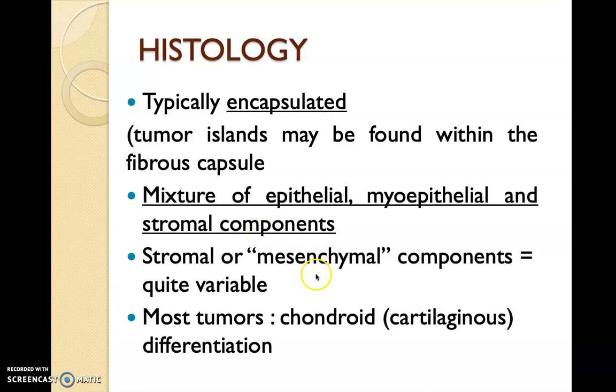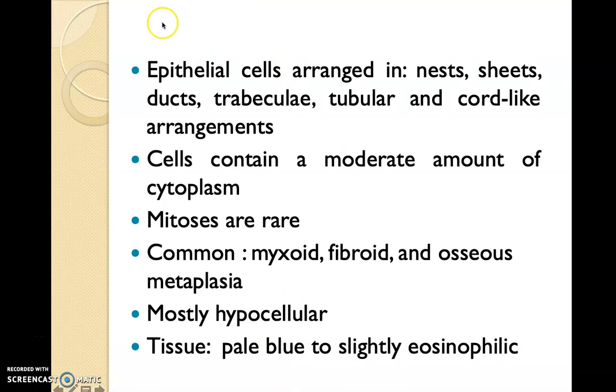Okay, so the stroma part is the most striking one. Stroma means it's not the cell, it's the background of it. So the most common one is the chondroid. Okay, and then the epithelial cells can usually be arranged in nests, sheets, ducts, trabecular. It means the pattern of the cell arrangement. And then the cells contain normal cytoplasm.